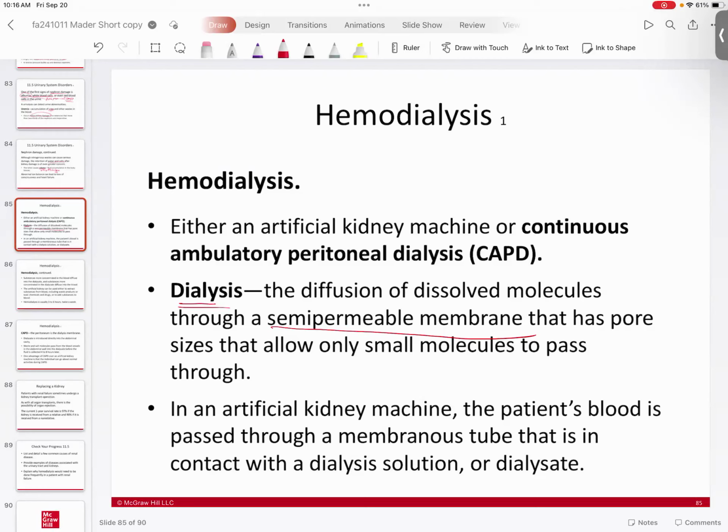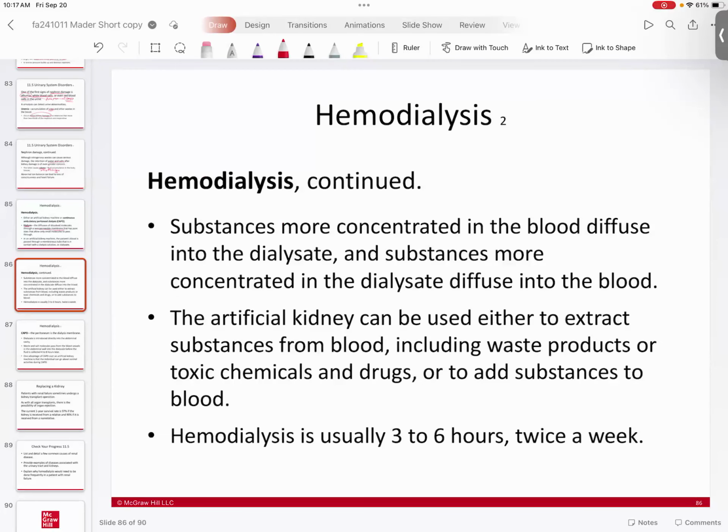And you have to have dialysis solution that kind of moves that fluid through the machine. It screens or filters the blood and then basically replaces the blood back into the individual. Generally speaking, the substances that are in high concentration will usually diffuse into the dialysate, which is the dialysis fluid. And then the substances that are more concentrated in the dialysate will diffuse back into the blood. So this is kind of like essentially your proxy for absorption, reabsorption, and secretion. That's basically what's happening here.